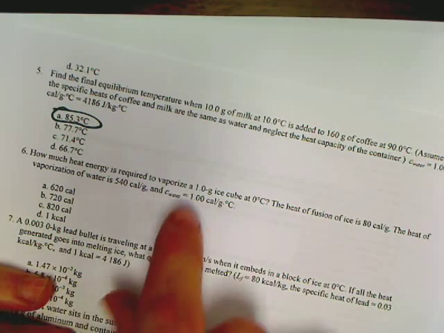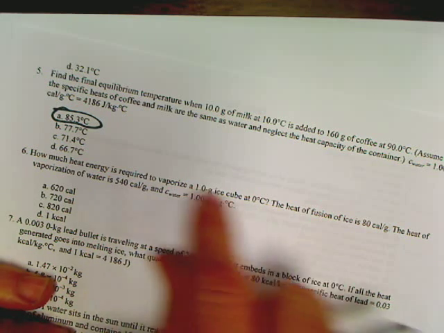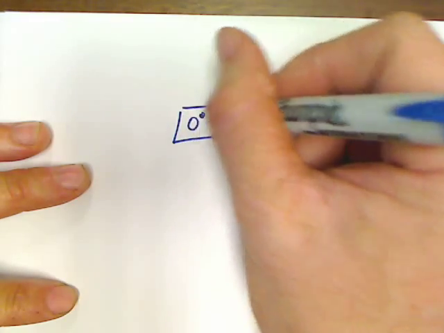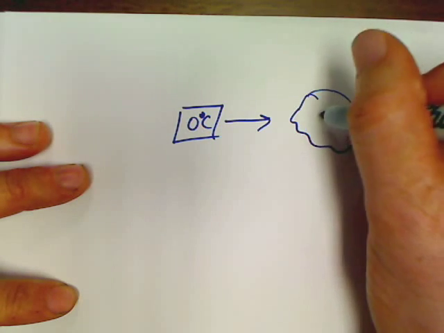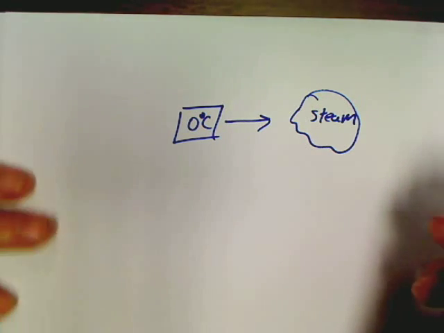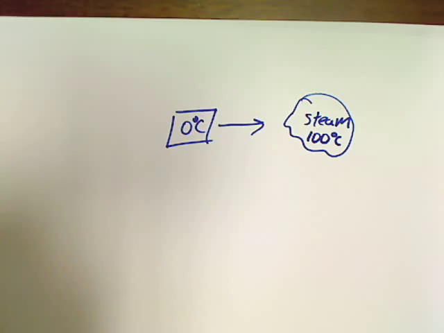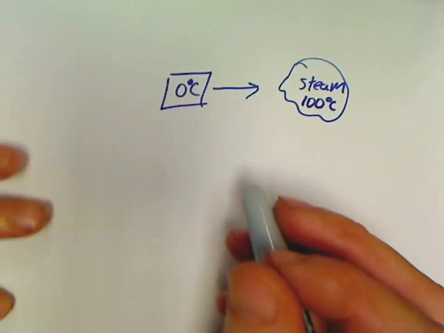How much energy is required to vaporize an ice cube at 0? And it just wants us to vaporize. Oh, I love this one. Nothing but an ice cube that's already at 0 degrees, and all it's saying, it wants you to vaporize it. So turn it into steam. It doesn't say steam at 120, so I'm just going to assume plain old 100-degree steam. Well, I love this problem. It's the easiest of all the ones that we do.